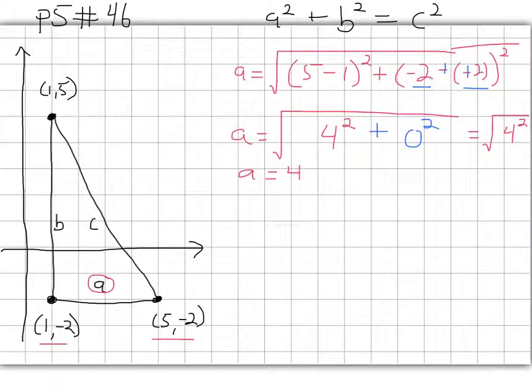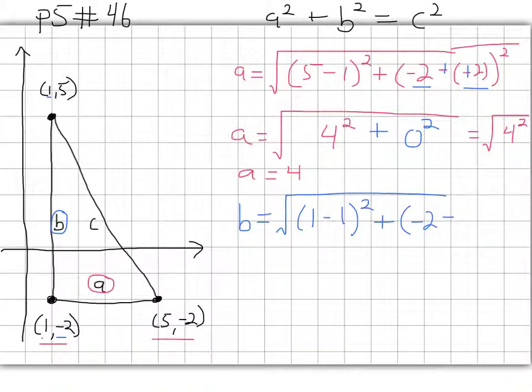To get B, we can do a similar type of thing. I'm going to go bottom to top. So x2 I'm going to call 1, x1 I'm also going to call 1, so that's squared, plus our y's. We have a -2 minus 5 squared.